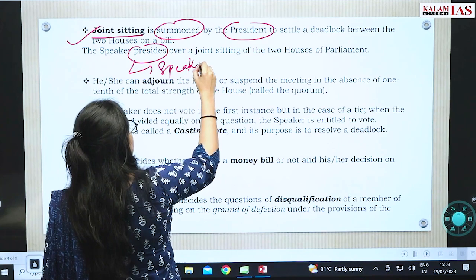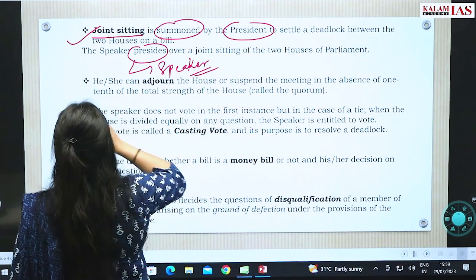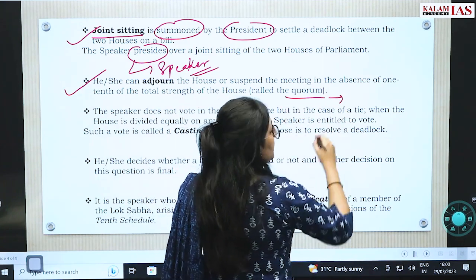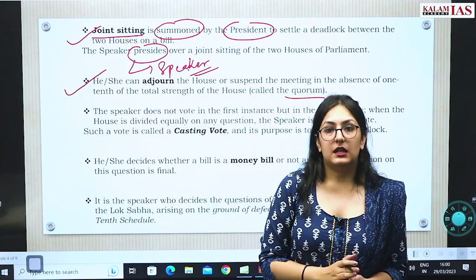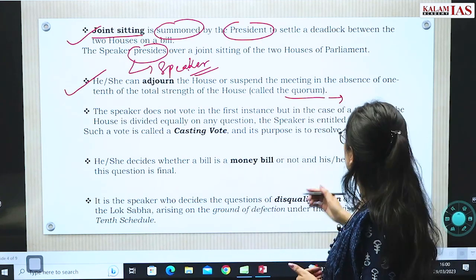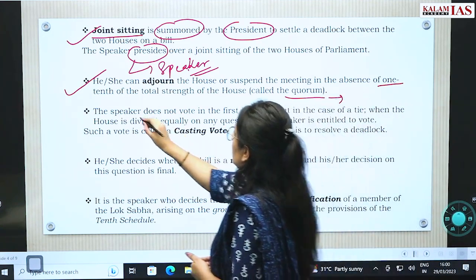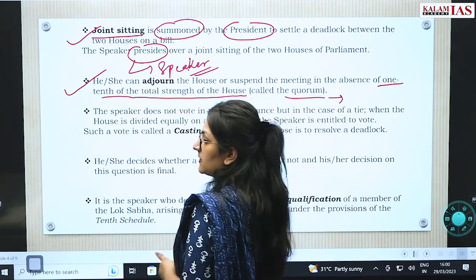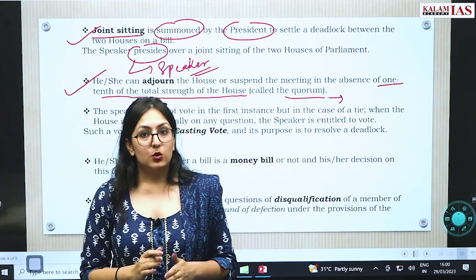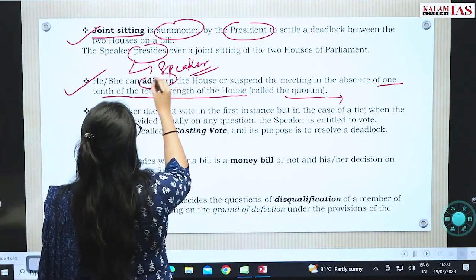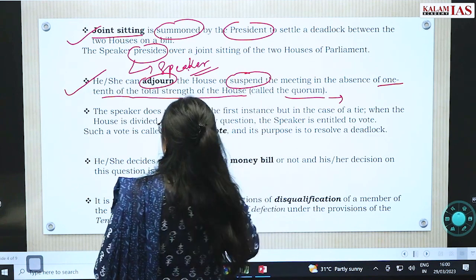So he presides over the joint sitting, and when the quorum is not present, that means when the minimum number of members required to conduct the meeting, that is 1/10 of the total strength of the house, is not present, the speaker has the power to adjourn the house and to suspend the meeting. He can adjourn the house and suspend the meeting.